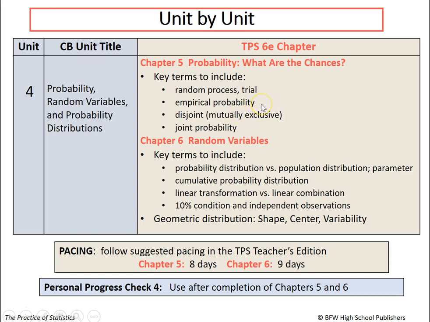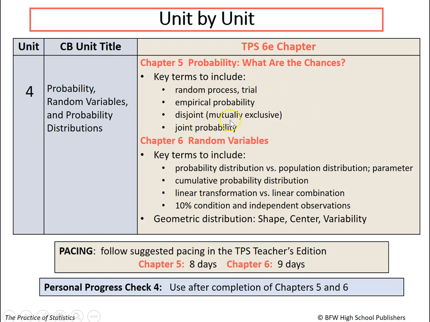The course framework mentions empirical probability, where you actually toss a coin to figure out how often it lands heads, as compared to simulated probability, where you would perhaps use a random number generator to determine heads or tails based on a theoretical model.